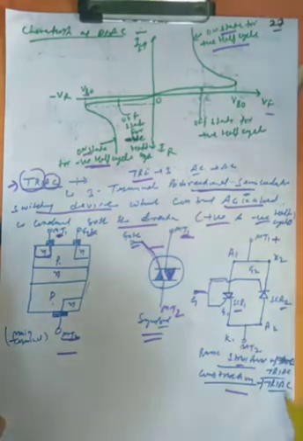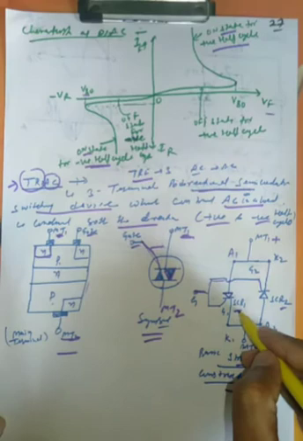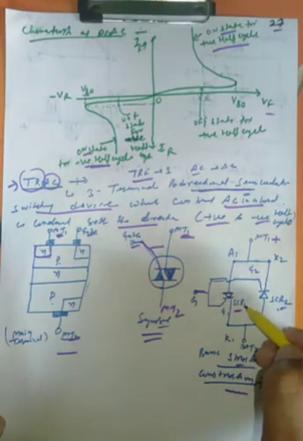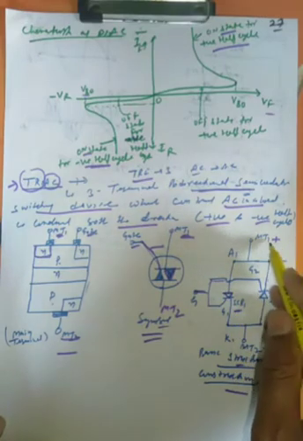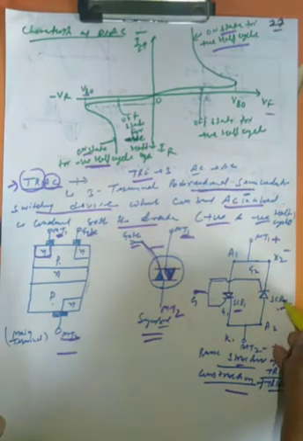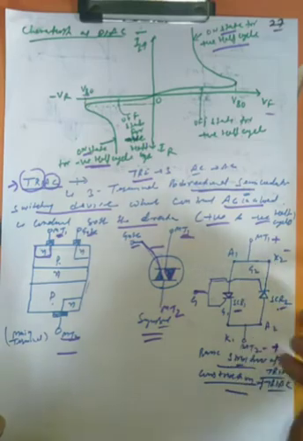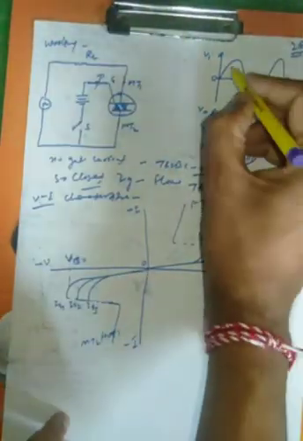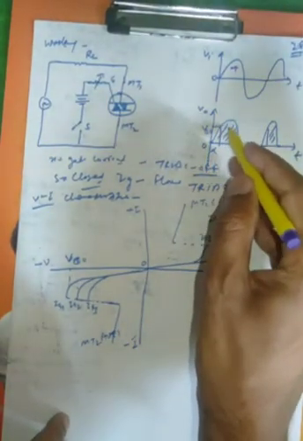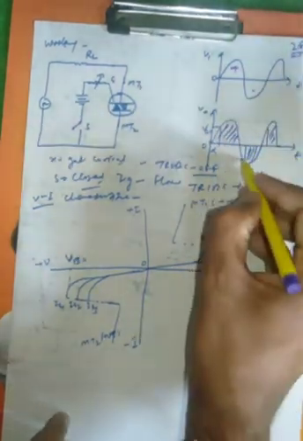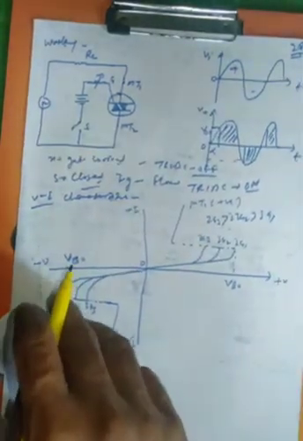So whenever MT1 is positive with respect to MT2, then SCR1 will be conducting and SCR2 is in reverse bias. So it will conduct for the positive half cycle. In the second case, when MT1 is negative and this is positive, SCR2 will be in forward bias conducting and this is in reverse bias. So whenever MT2 is positive with respect to MT1, SCR2 will be conducting and SCR1 in reverse bias, and it will conduct for the negative half cycle. You can see in the waveform that for the positive half cycle, the first SCR is conducting, and for the negative half cycle the other one is conducting, whenever the input voltage exceeds the breakdown voltage.